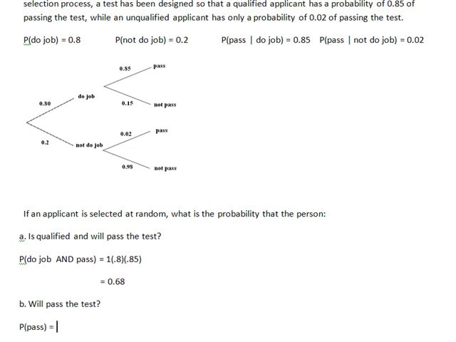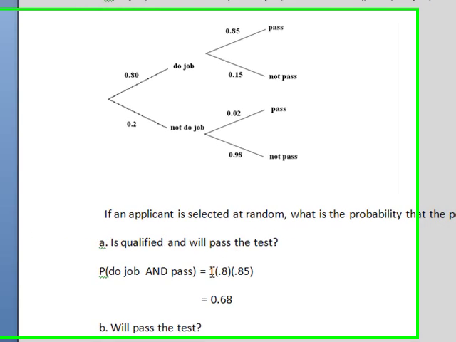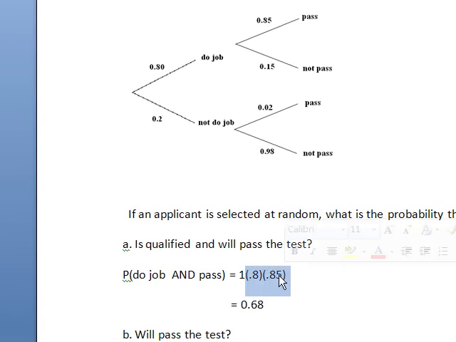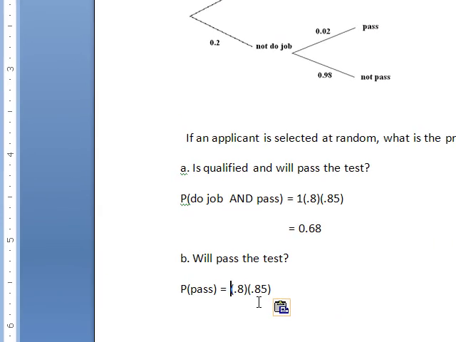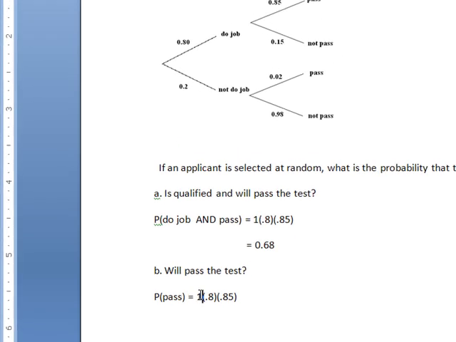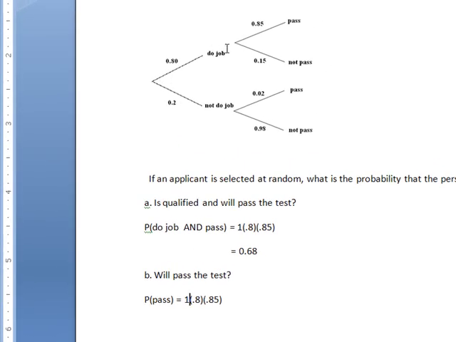How can I get somebody to pass the test? Well, if I'm grabbing somebody at random from the population, there are two ways they can pass the test. One of them is that they are able to do the job and pass the test. In other words, this right here. This is one possibility. So out of the 100% of people, 80% filter through here, and then another 85% filter through the passing stage.